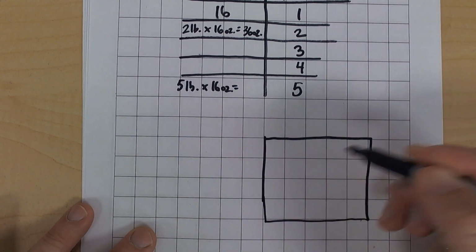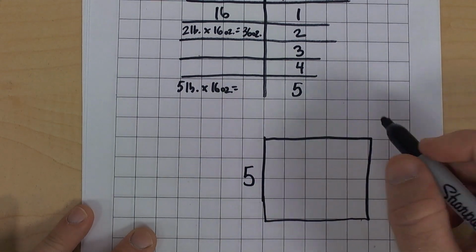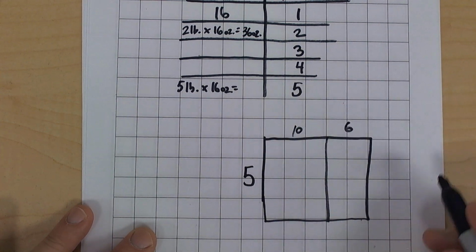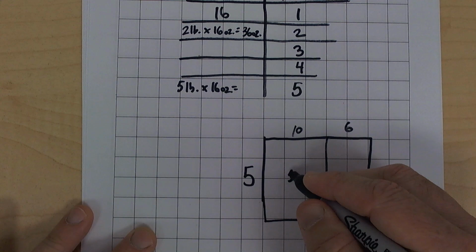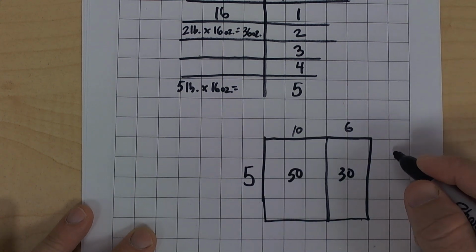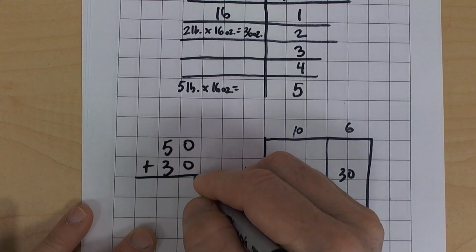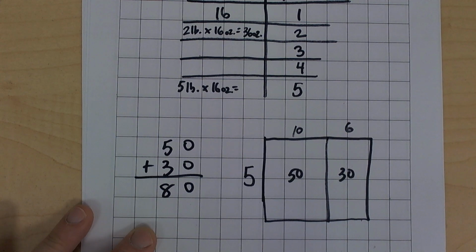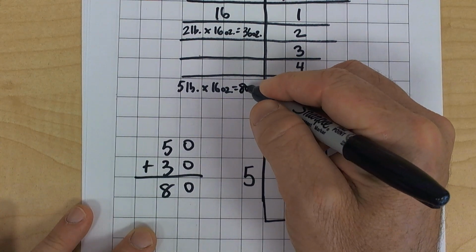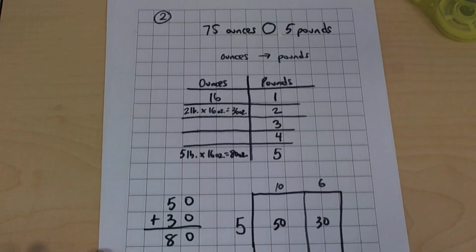So I'm going to do an area model. 5 pounds times 16 ounces. I'm going to break apart the 16 into 10 and 6. 5 times 10 is 50. 5 times 6 is 30. So if I add my partial products, 50 plus 30, I get 80. So 16 times 5 is 80 ounces.